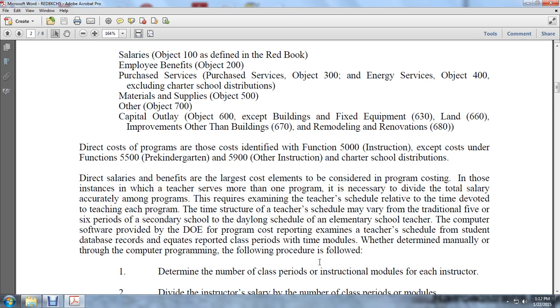The computer software should provide the Department of Education with the program cost reporting, examining the teacher schedule against the student database records that equate to the reported class period or time module, whether determined manually or through the computer program.